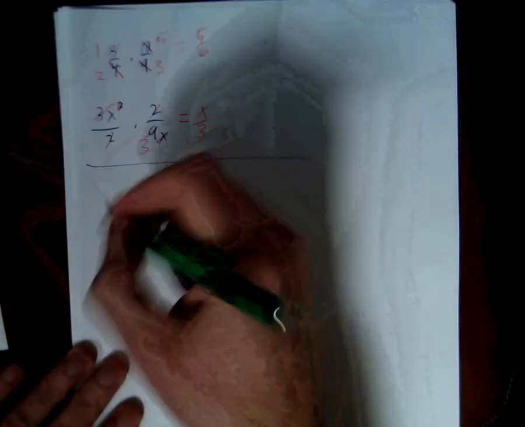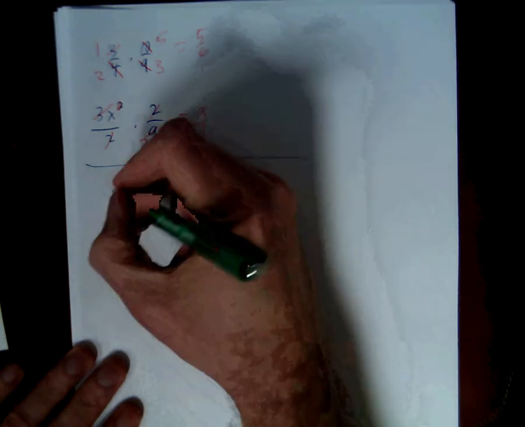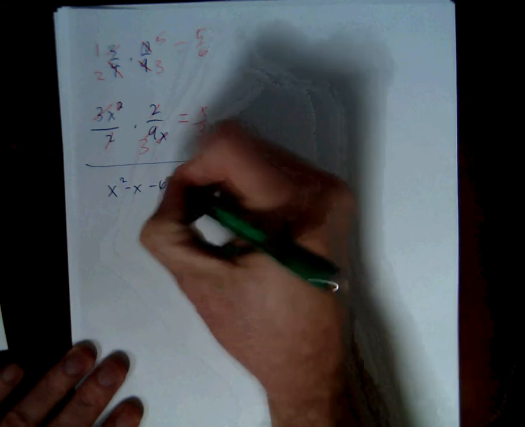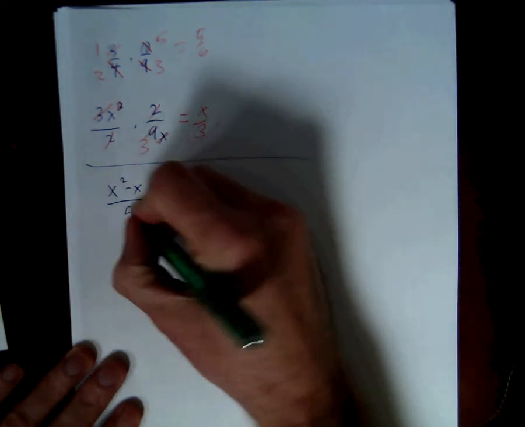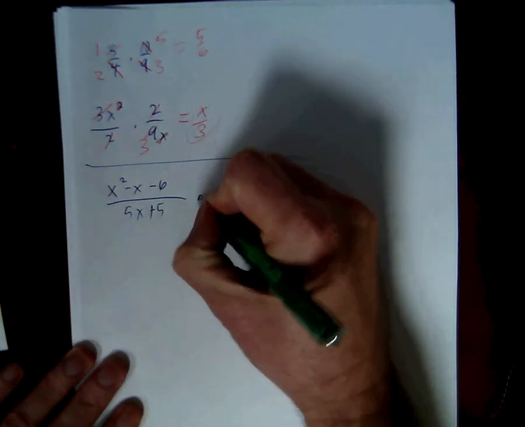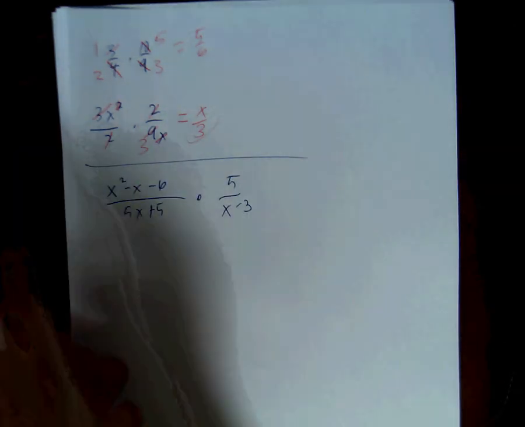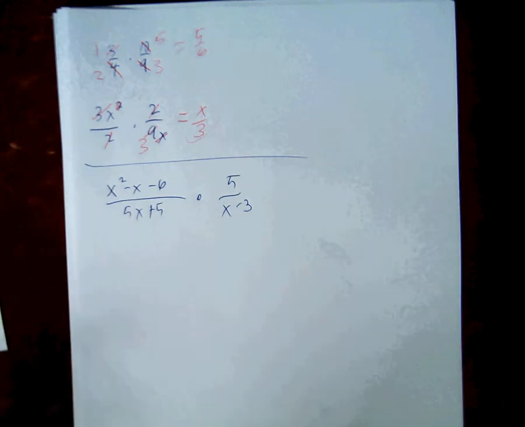A little more complicated, so the first two, don't write those down. This one, that's right, this is a little more representative of problems that you'll have to do. So let's have x squared minus x minus 6 over 5x plus 5 times 5 over x minus 3. And what I'd like everybody to do is at least copy this problem down.